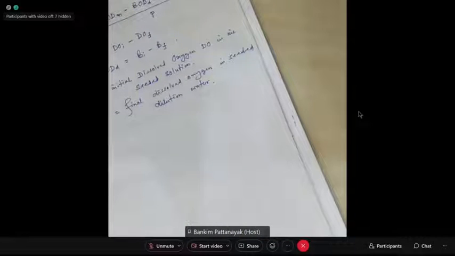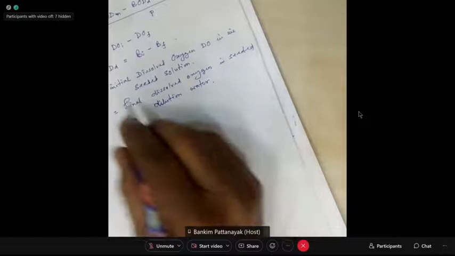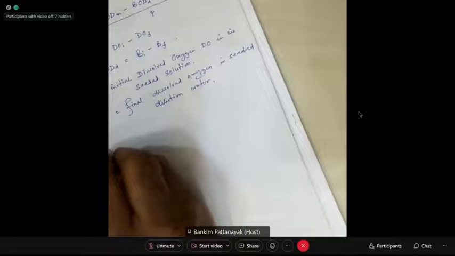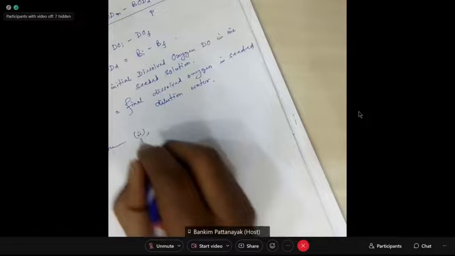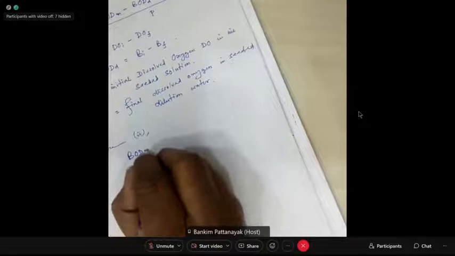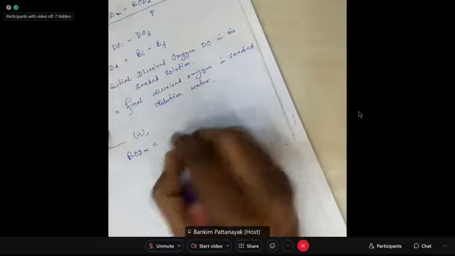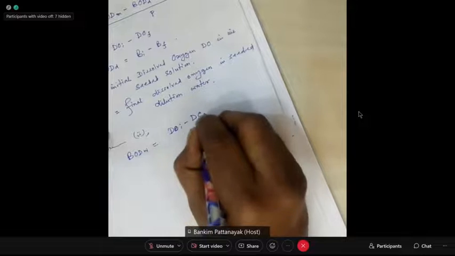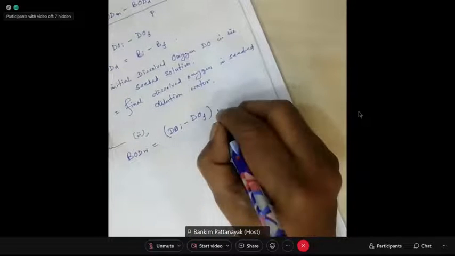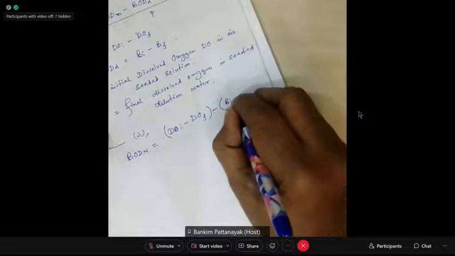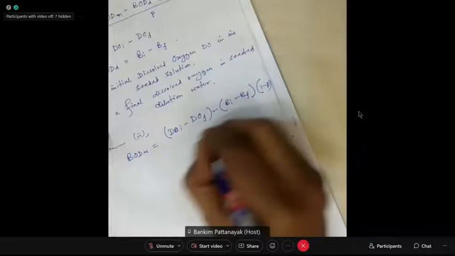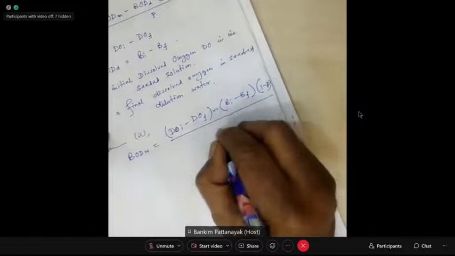So finally, if we say this is equation number 2, from 2 we can write BOD_W is equal to DO initial minus DO final, minus B_I initial minus B_F final, into 1 minus P, divided by P.